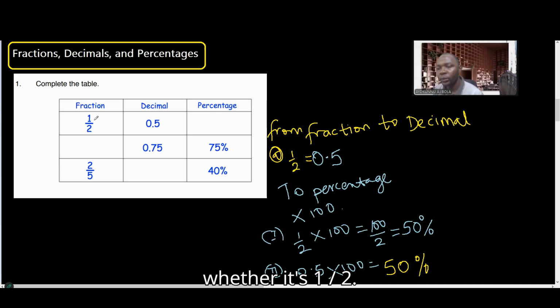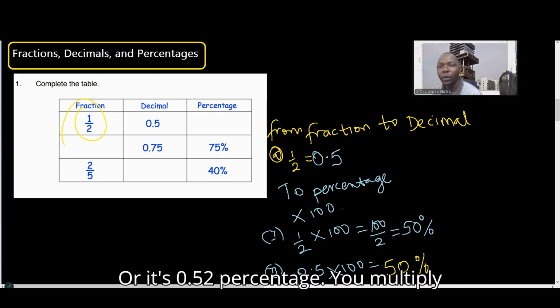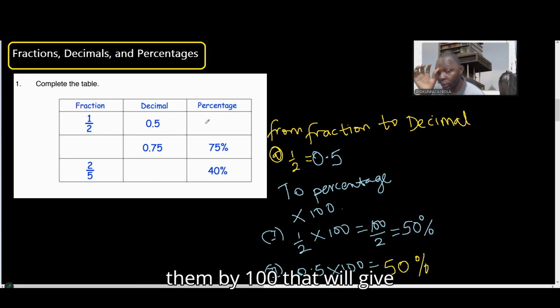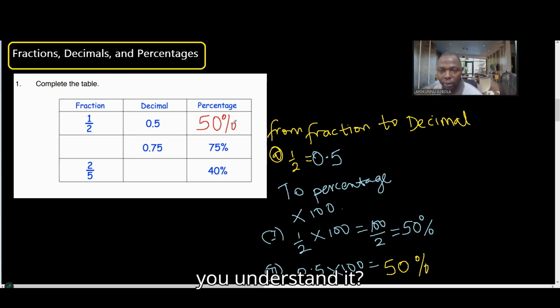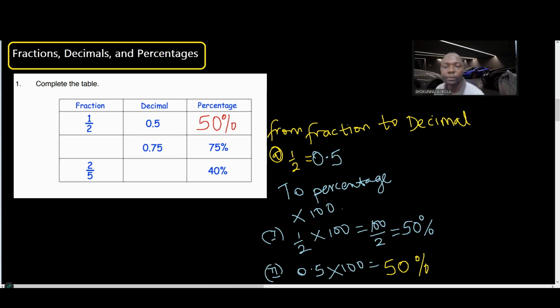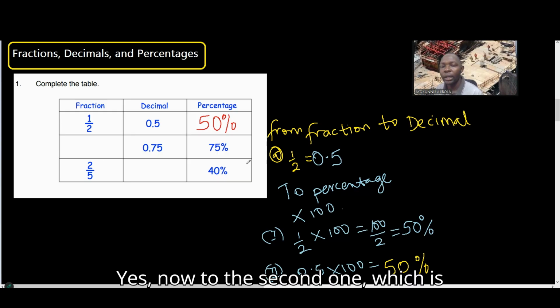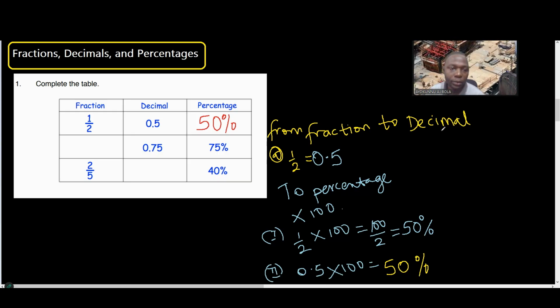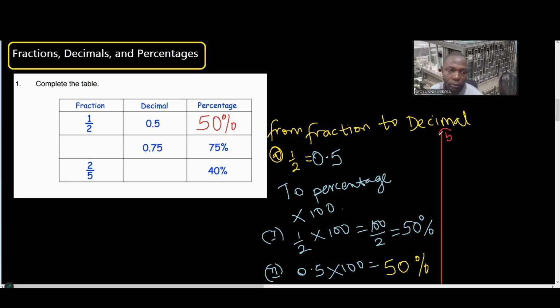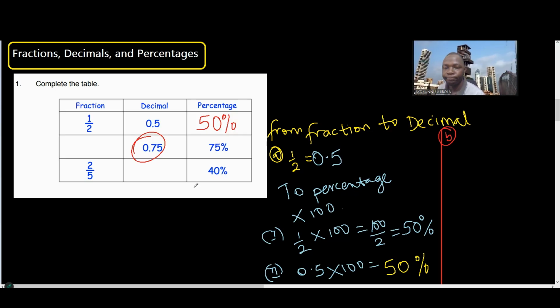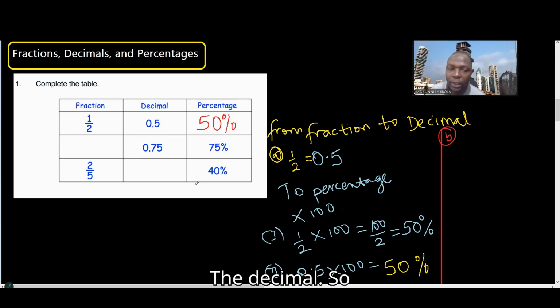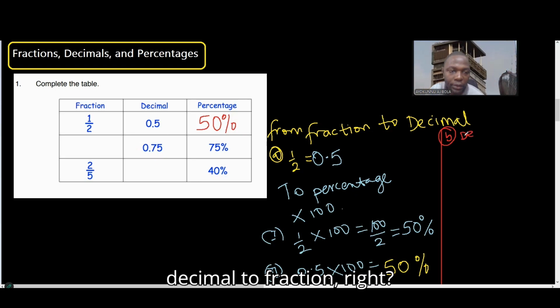So whether it's 1 over 2 or it's 0.5, to percentage, you multiply them by 100, that will give you 50%. Do you understand it? Now to the second one, which is number 2. We have the decimal. So decimal to fraction, right?